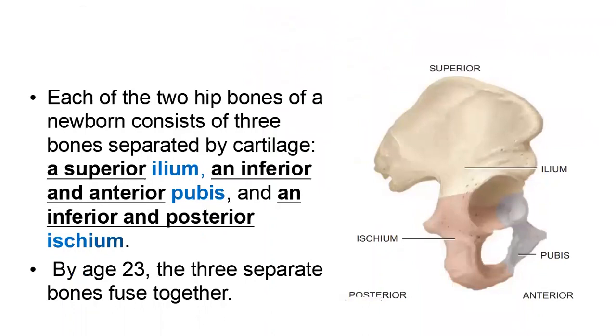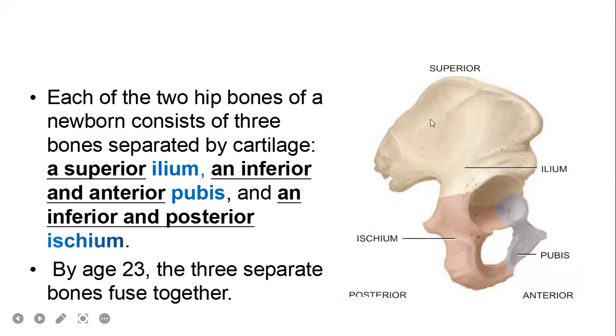Each of the two hip bones of a newborn consists of 3 bones separated by cartilage, and the 3 bones are here. You can identify them. We have the ilium, the ischium, and the pubis. But regardless of them being 3, they fuse to form just one bone known as the hip bone.